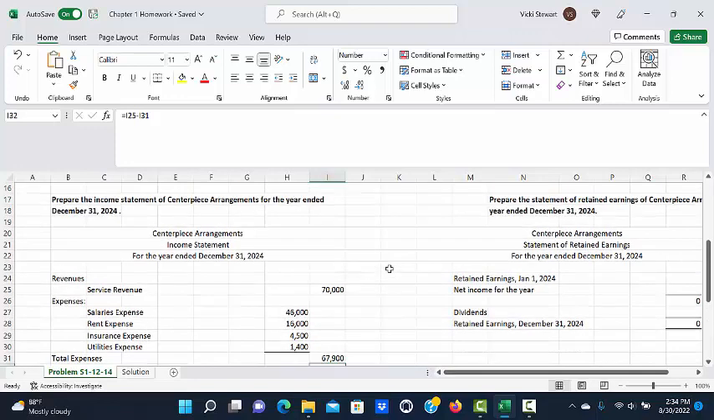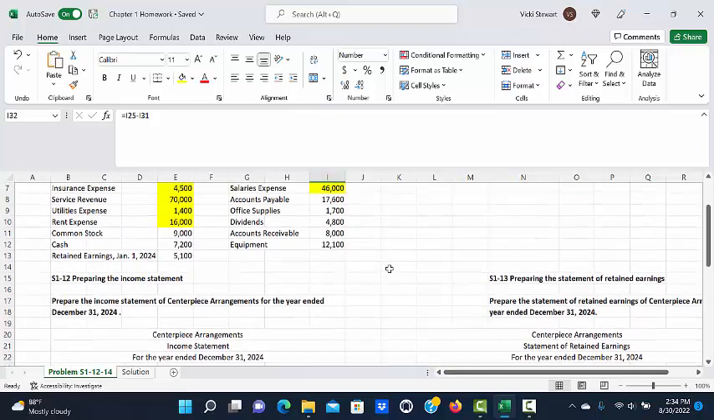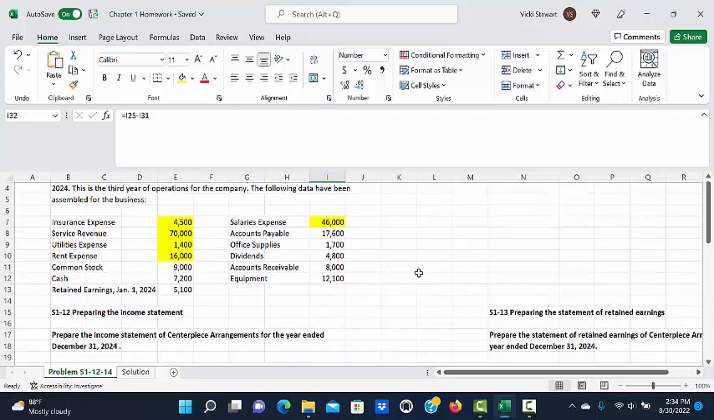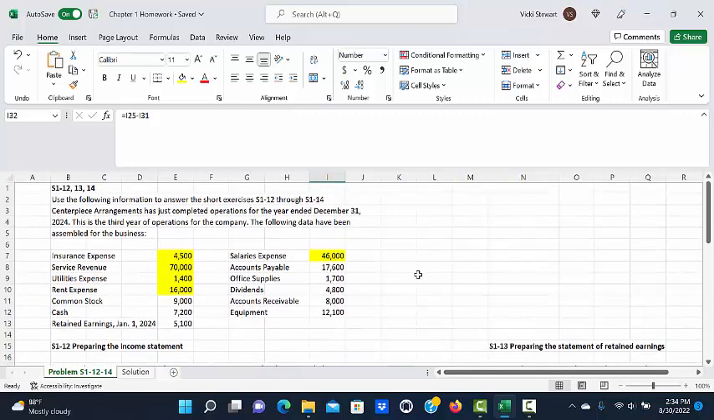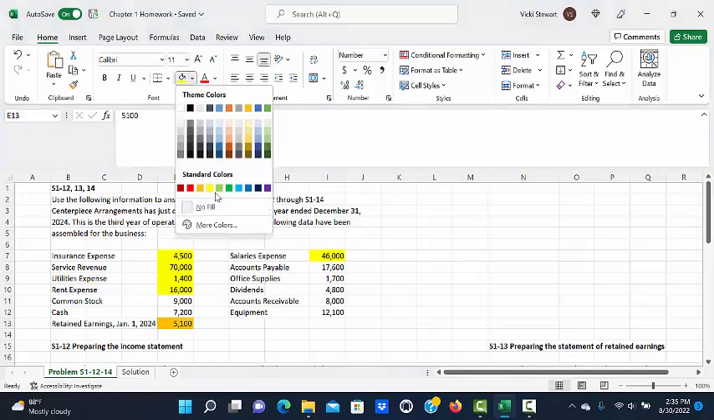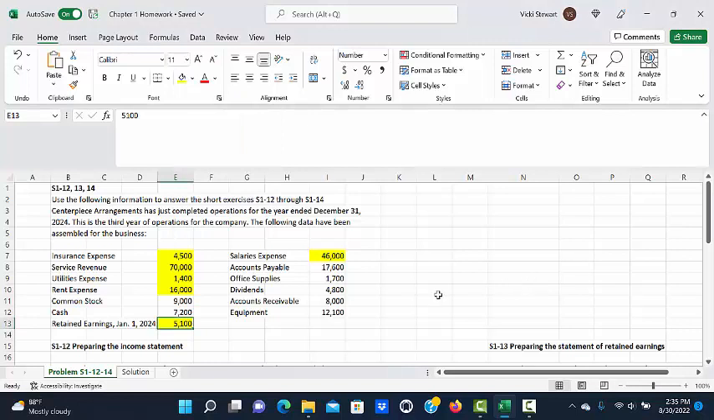But first, let's go back up to our list and let's look at the accounts that are left and determine which of these would be on the statement of retained earnings. Now, if you remember, the statement of retained earnings is going to include the beginning retained earnings, then the net income, which we have determined through the income statement, and it will include the dividends. So when we look at our list, we can see that we have the retained earnings at the beginning of the year. So we're going to go ahead now and we're going to highlight that.